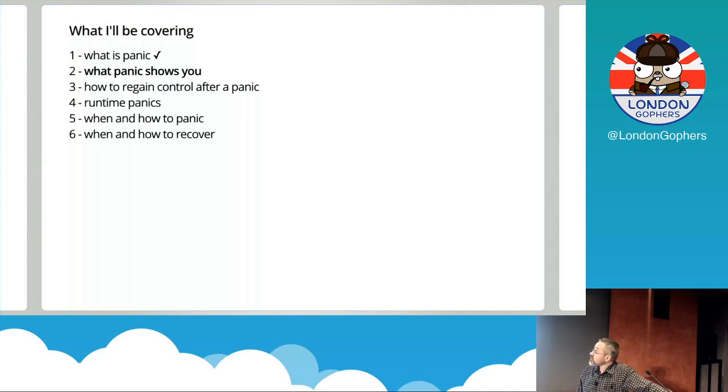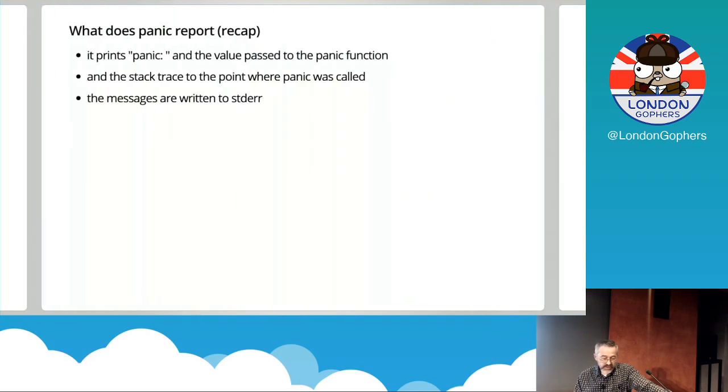So that's an explanation of what panic is and what happens when you panic. So let's talk about what you see when you panic. Just to recap, it prints out panic and the value passed to the function and a stack trace. The messages are written to standard error, which might be of interest if you're looking to capture them when you're running your program.